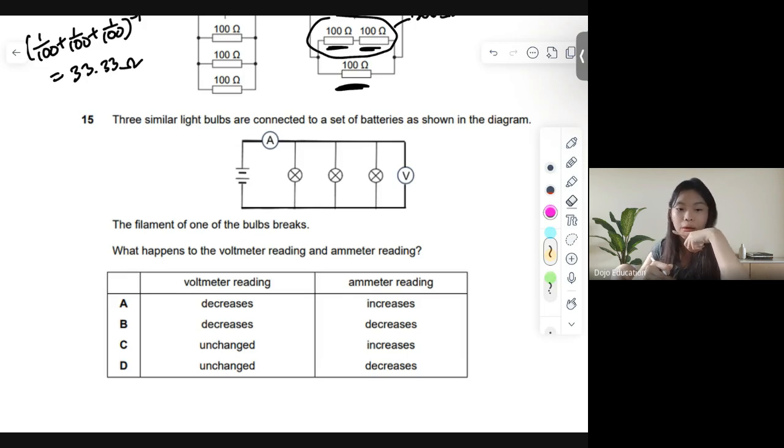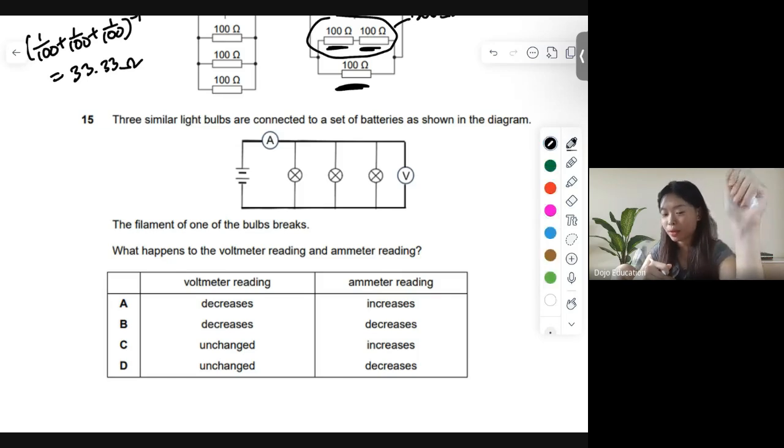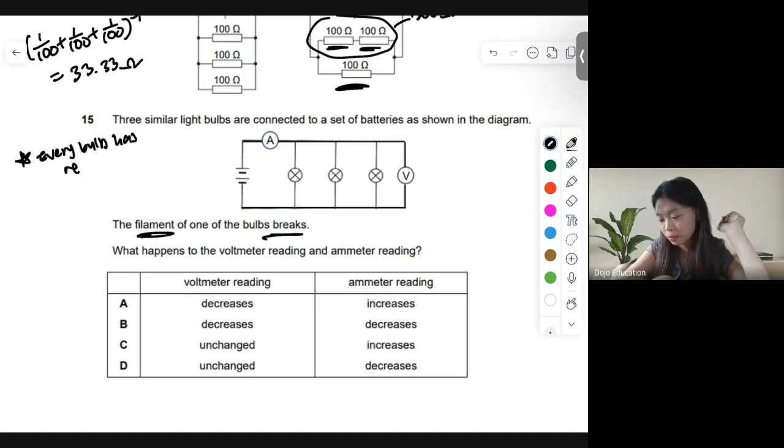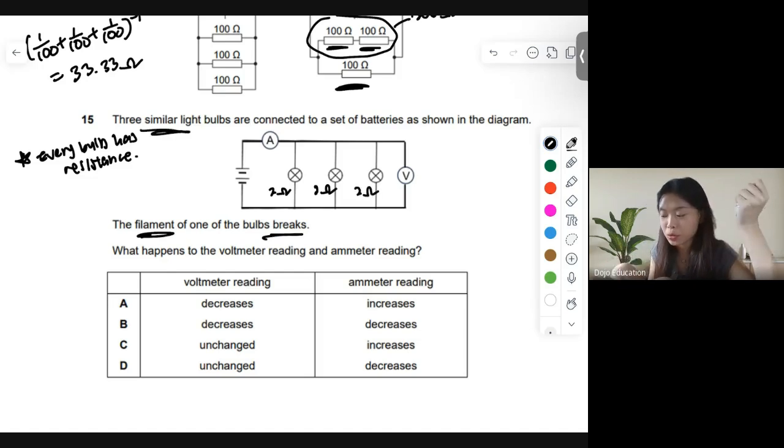Okay, so I hope that you have read the question and have a bit of idea how it is going to be like. So how do we do it? When one of the filament breaks, means that actually every lamp has their own resistance. Okay, so just take note. Every bulb has resistance. So this question says the filament of one of the bulb breaks. So for example, now all my bulb has a resistance of 2 ohms. Because they're identical, right? Two similar light bulb is mentioned here. So it means that they have the same resistance also. So it's like 2, 2, 2.